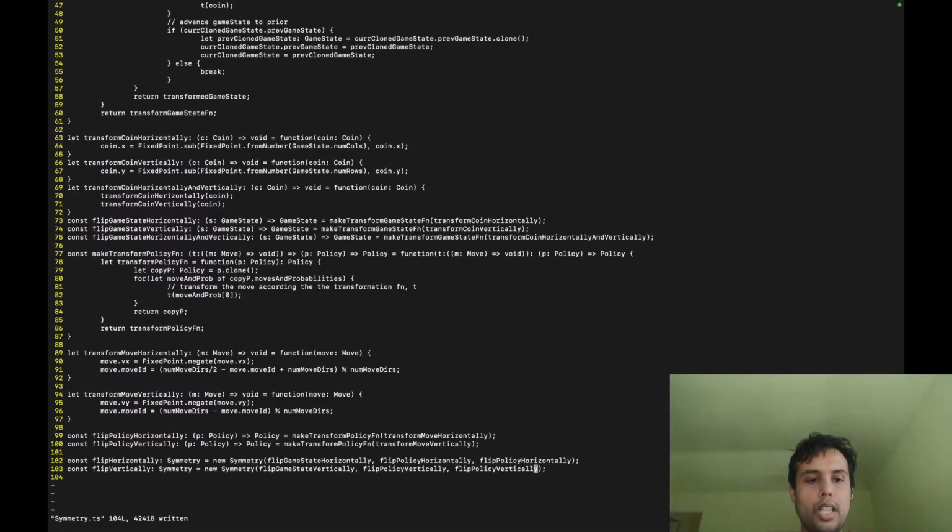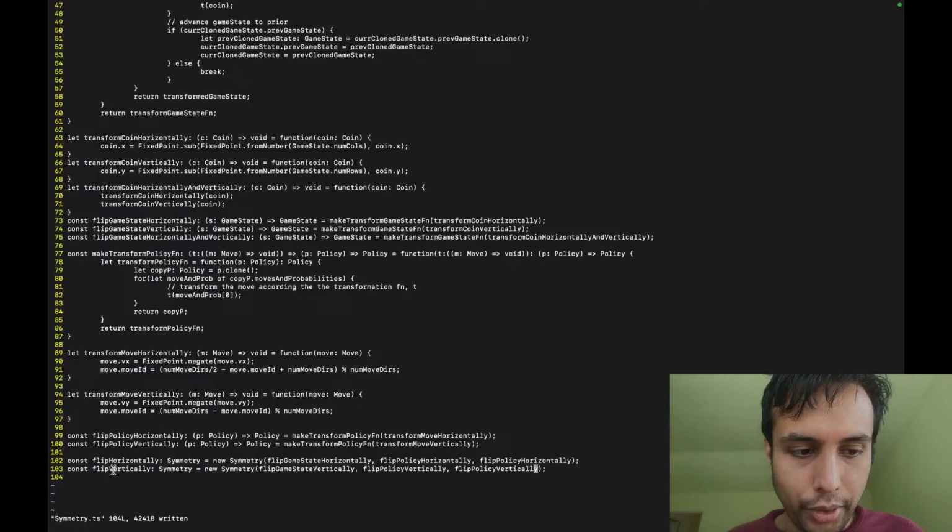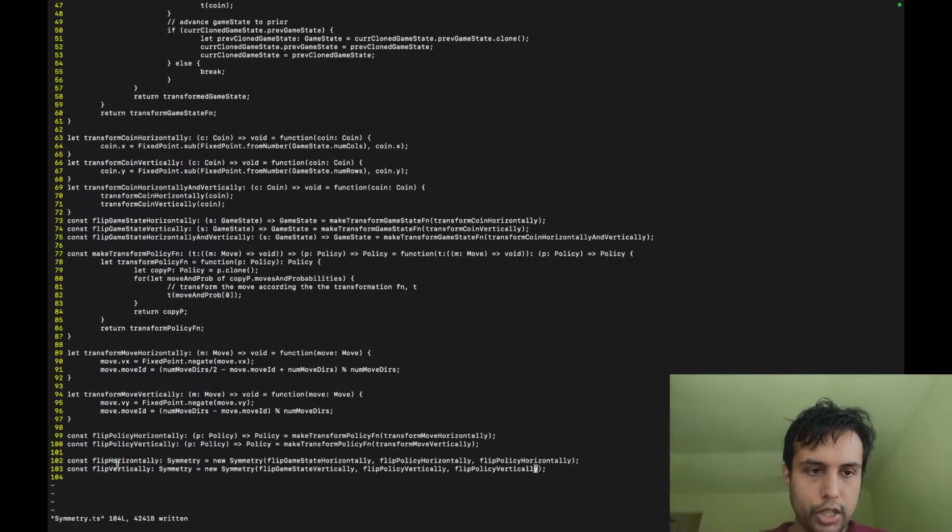Just like that. So we've done H, we've done V. We've finished the symmetries in theory. All we have left is the composition of H and V. And like we've done it like game state.